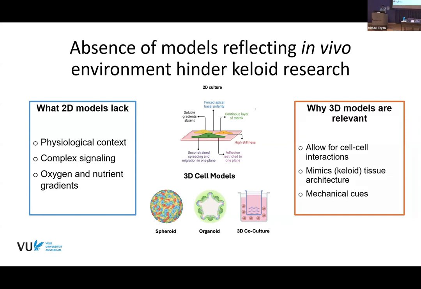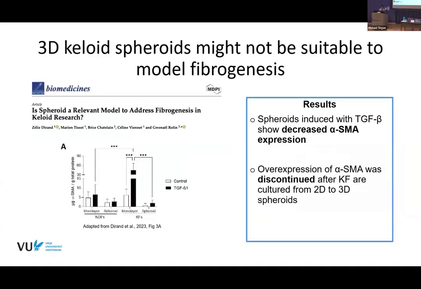But recently, there have been a lot of new 3D models emerging, which have been used in a lot of research, and which actually allow cell-cell interaction to be measured and mimic the keloid tissue architecture, which is really great. Aside from that, it also allows us to measure the mechanical cues, which are a big part of keloid contractility, for instance. That's something that's also one of the big characteristics in keloid, which now can be measured. And because of this absence of 2D models reflecting in vivo research, it is very relevant and necessary to start using these 3D models.